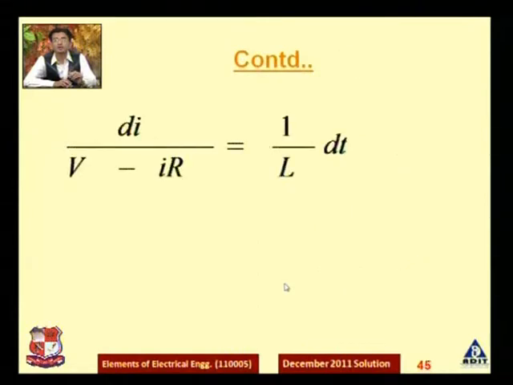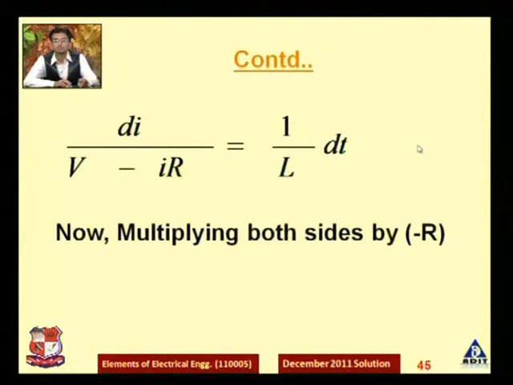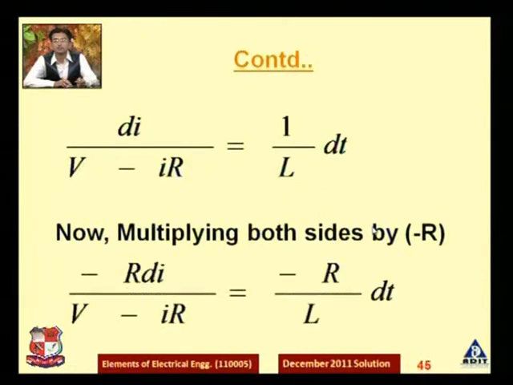Now what I am doing? I am just interchanging the two components, putting the left hand terminal on the right hand side and the right hand terminal on the left hand side. So I will get di divided by V minus IR is equal to 1 upon L dt. Now what I will do? I will multiply both sides by minus R. So on the left hand side I will get minus R into di divided by V minus IR is equal to minus R by L dt.